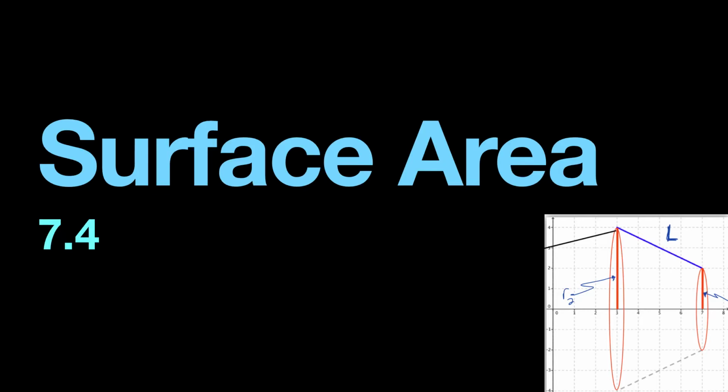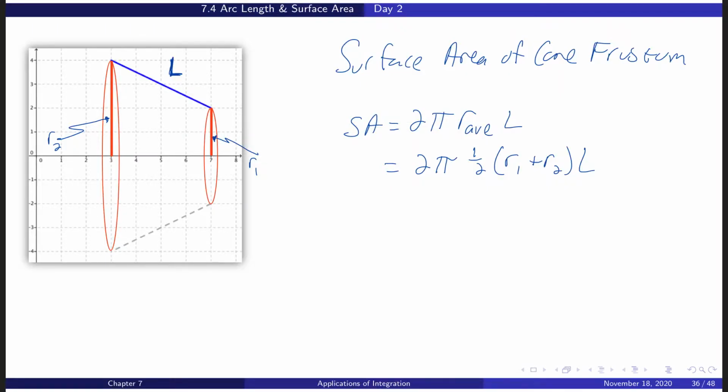The second part of section 7.4 is surface area. This is for day 66. So we're going to be taking a curve and we're going to rotate it around an axis and create a three-dimensional object. But this time, instead of finding the volume of that three-dimensional object, we're interested in finding the surface area, the exact surface area of that three-dimensional object.